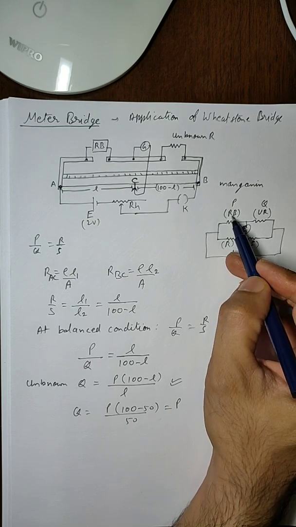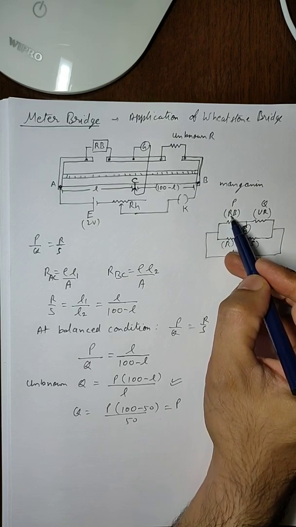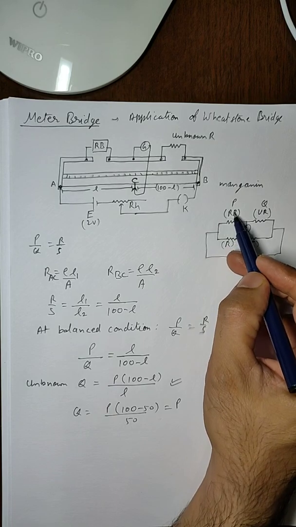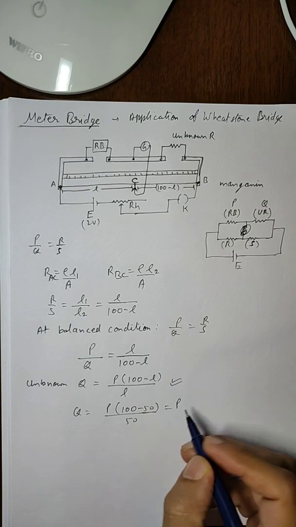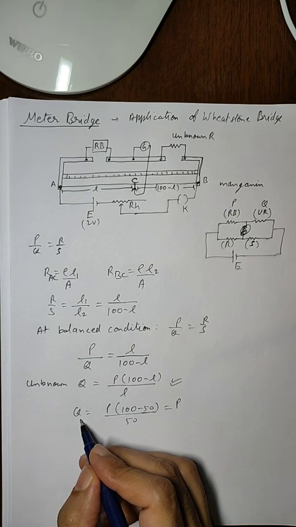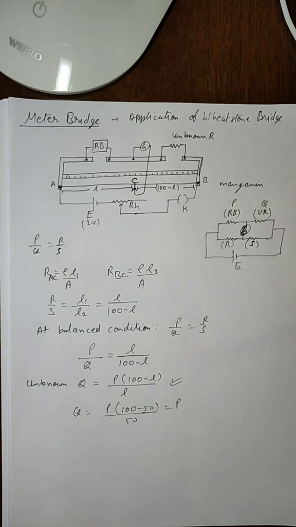And let me remind you that we know the value of resistance in the resistance box. We set that. So if let us say P is 10 ohms, then in this condition, for this particular balancing length, the unknown resistance will also be 10 ohm. So this is how we use meter bridge.